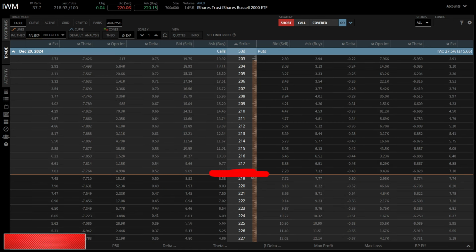Why is it at the money? Because, as you guys can see, we trade at $218.92, which is pretty much almost the same as the current market price, only about 93 cents below. So basically it is trading at the money.